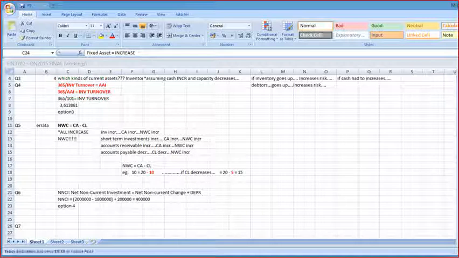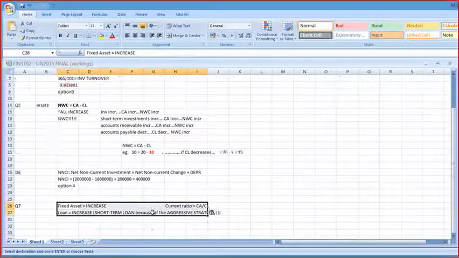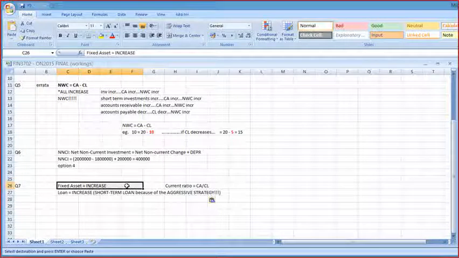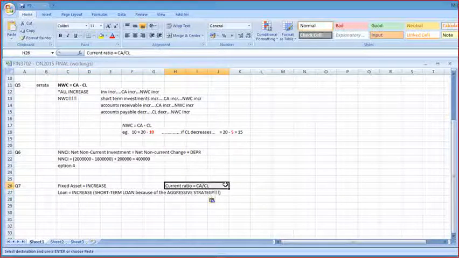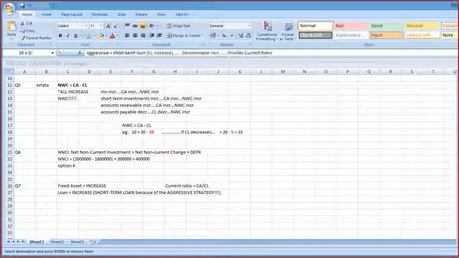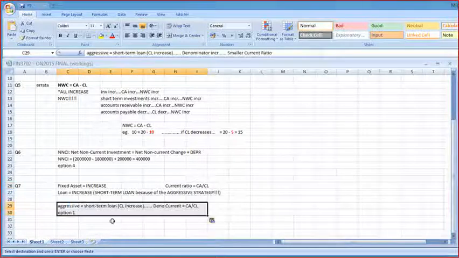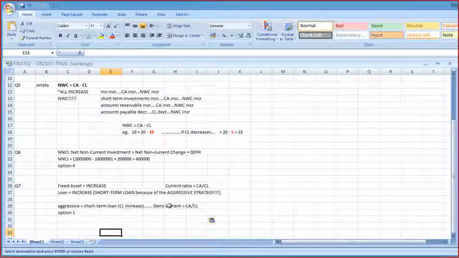So the first bit is obviously to consider that change. Fixed assets will increase because you're buying a fixed asset. Long-term finance isn't being used because this is the aggressive strategy, so the focus is on a short-term loan. And then we're looking at the current ratio as one of the ratios that we need to adjust or provide for. If I'm looking at the aggressive, is the short-term finance going to increase? Yes. So the short-term finance is going to increase, which is going to affect the current liabilities. Short-term finance affects the denominator.